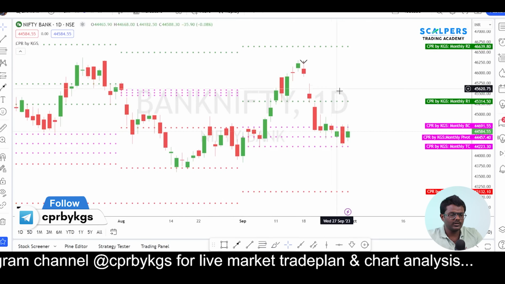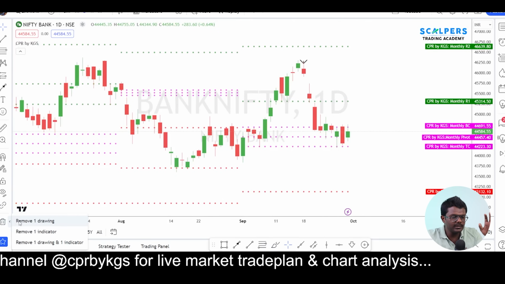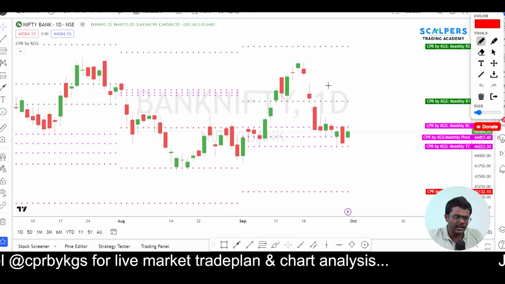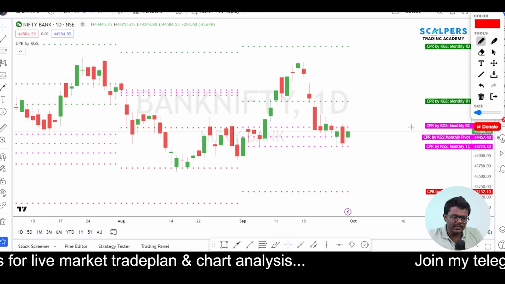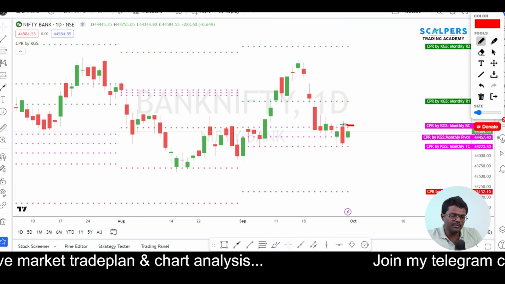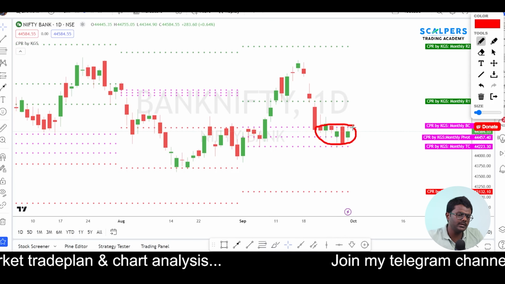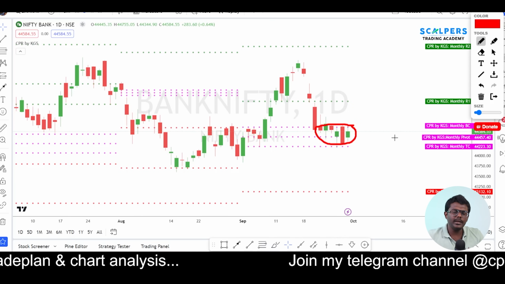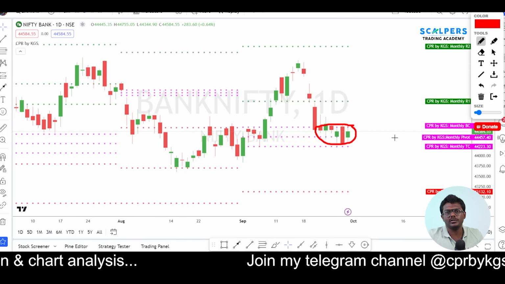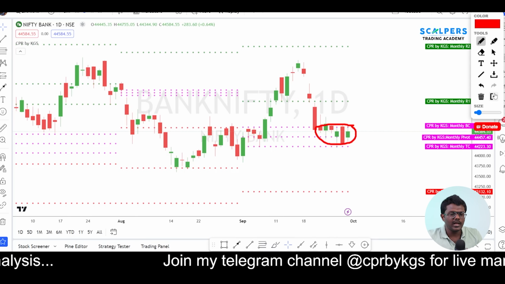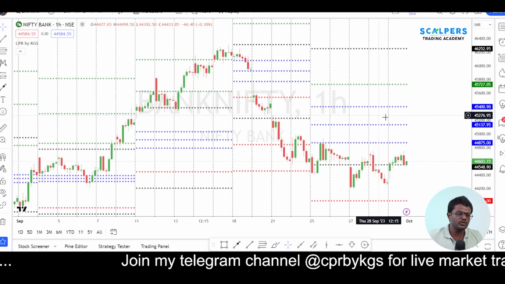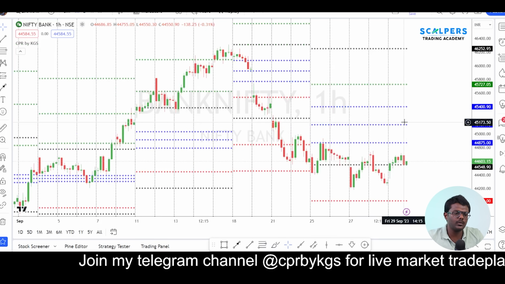Now look at this. In daily chart with monthly CPR, the candles are trading above monthly CPR levels, and the last 4-5 days the market is almost inside monthly CPR. So it means there is no proper decision. I don't know who is going to take control. So in this case, I have to take a decision based on hourly chart and weekly CPR only.